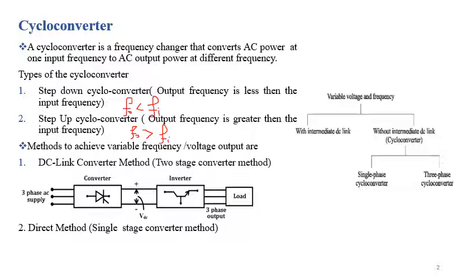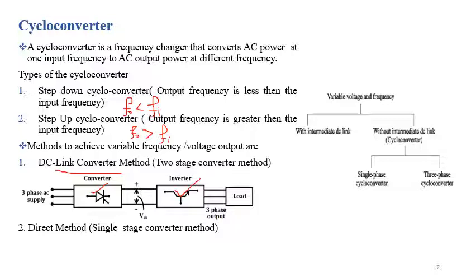So, how can we achieve a variable frequency or voltage at the output of a converter? There are two methods which are used to achieve variable frequency or voltage at the output of a converter. Method 1 is called the DC link converter method, which is a two-stage conversion method. At stage 1 we are using rectification, and at stage 2 we are using inversion. To achieve variable frequency or voltage at the output, we are using control devices for both the conversions.